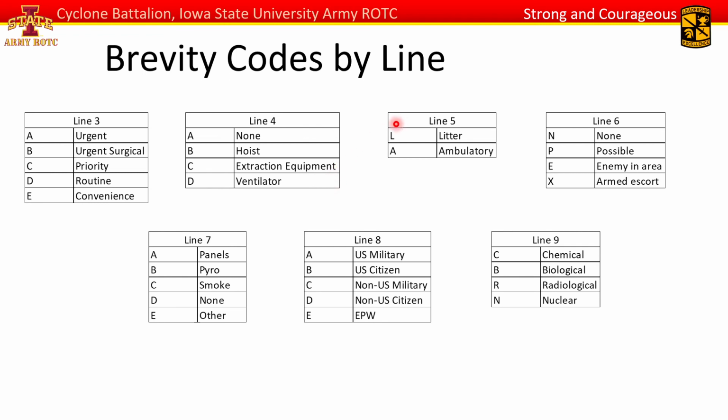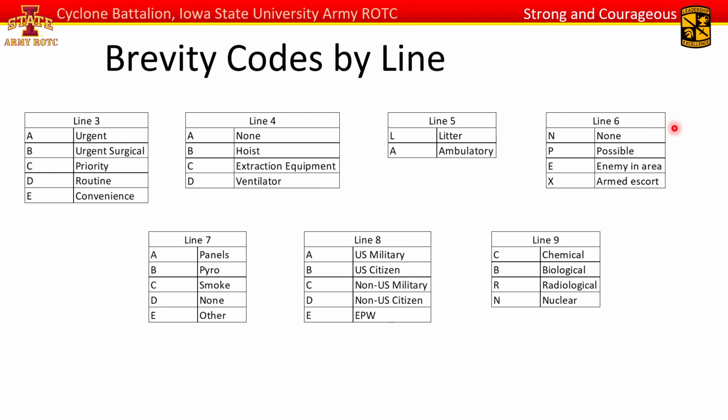So then line 5, this was the patients by type. So we've already gone over patients by precedence over here. By type, we have litter and ambulatory. So litter basically means that you can't move on your own. You need assistance, and ambulatory could be that you're a little more functional. You need less assistance moving around. So maybe it's an upper extremity injury and you can still walk. You can get yourself out of the situation by yourself. So then that takes a little bit less involvement from other people.